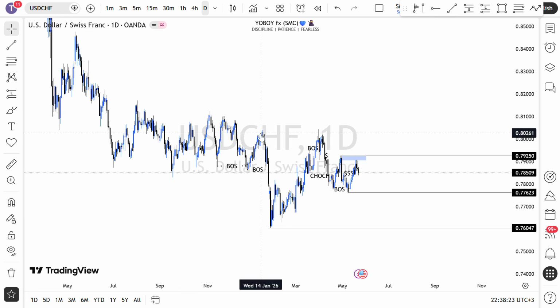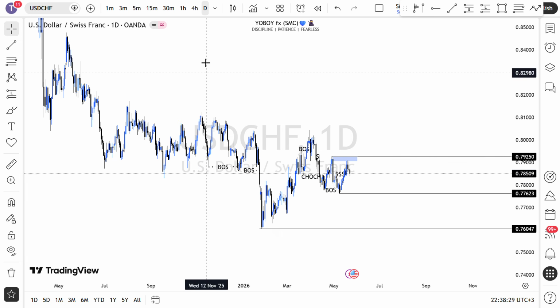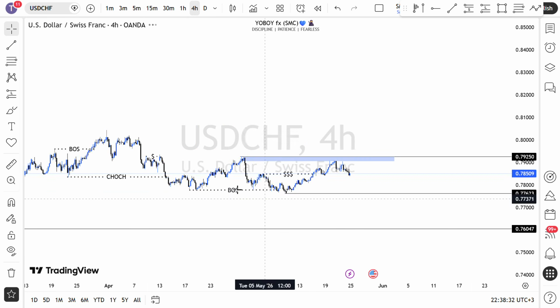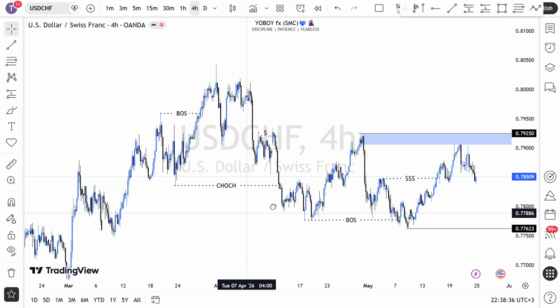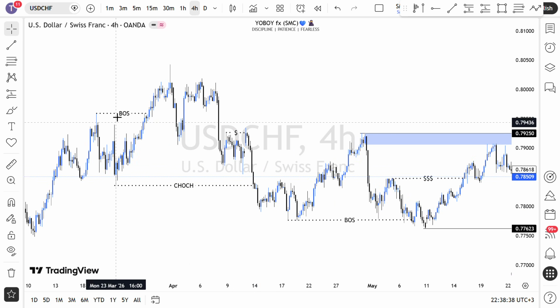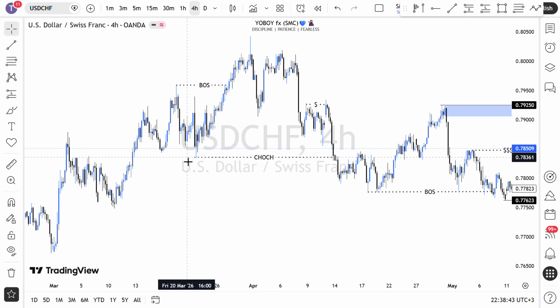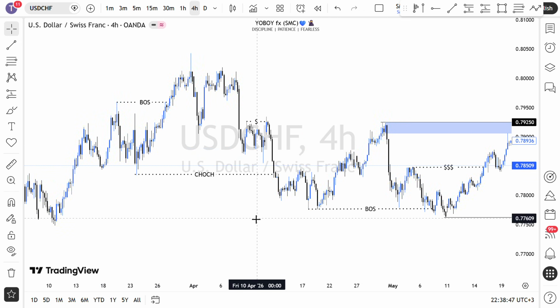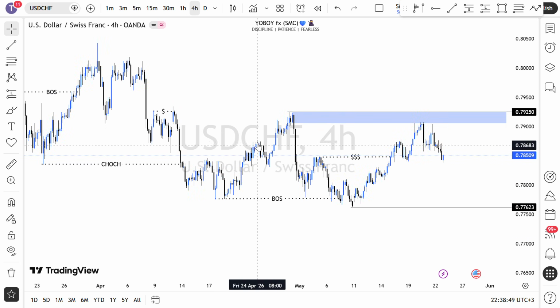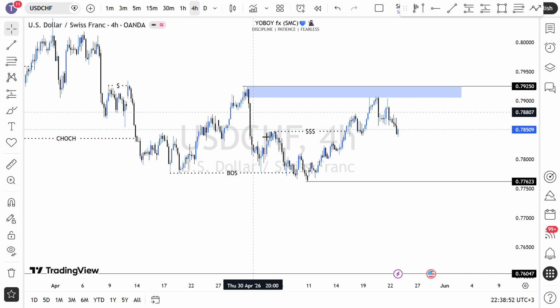So price came up here, reacted from that area, and then we had an internal change of character to the downside. So we expect price to be moving down because of that confirmation that price is willing to move down. If I zoom in, you can see clearly we had this as our last break of structure to the upside. Then later on, price took out that low to the downside. So we had that change of character. Then here we had another pullback, and then price went down to break a structure to the downside.